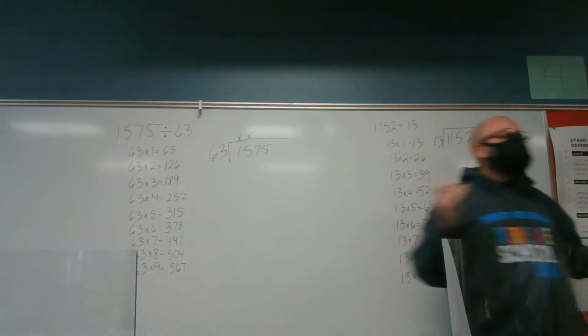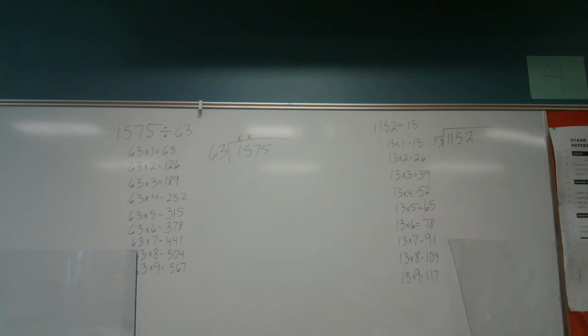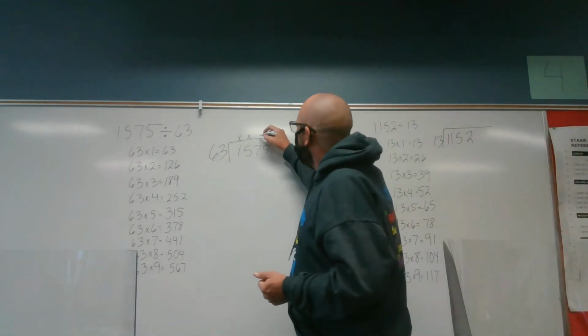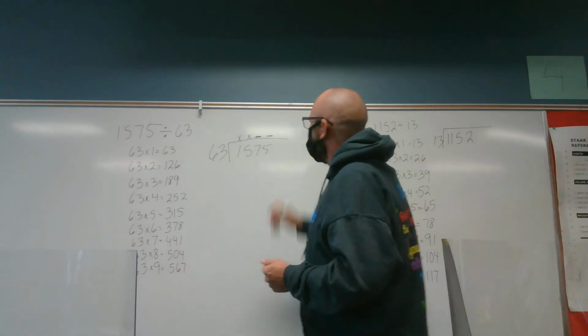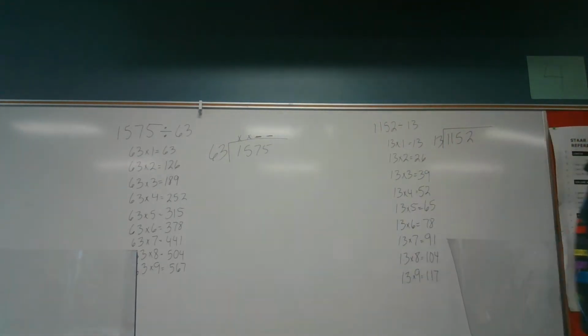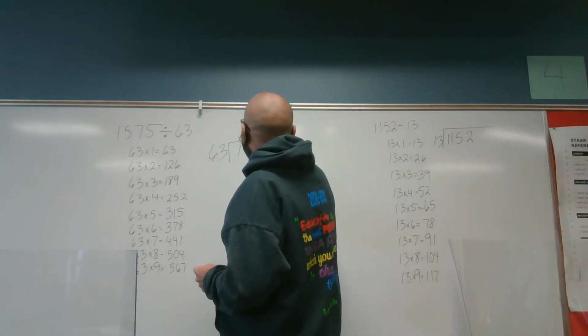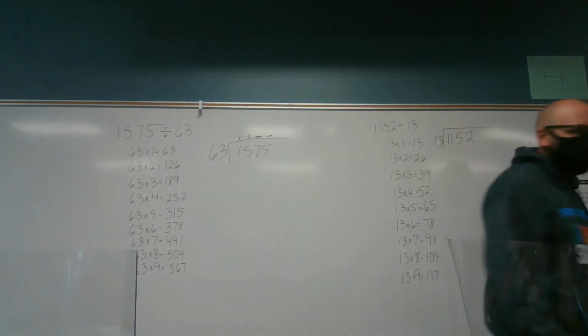I'm going to ask myself, does 63 go into 157? Yes. Myself says yes. That means my quotient is going to be a two-digit number. I don't know if it has remainders or not, but it's going to have a two-digit number. So now I'm taking it into 157.